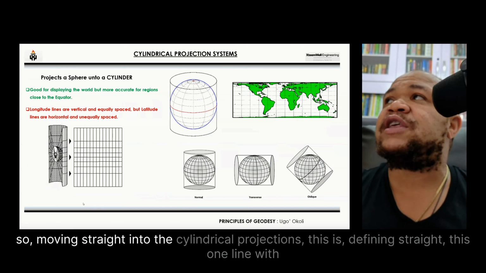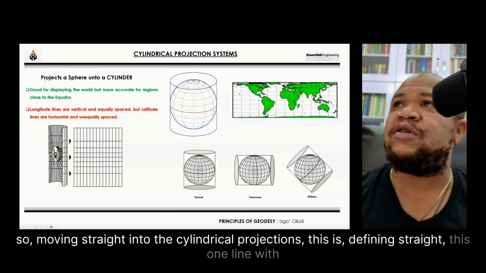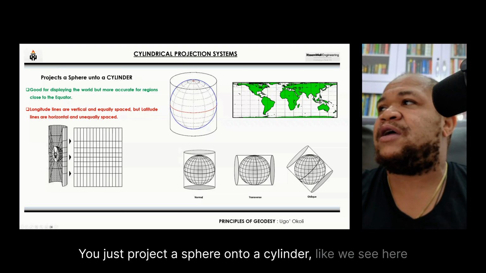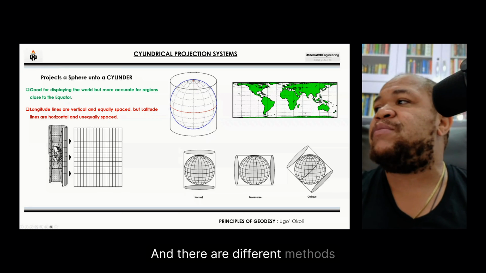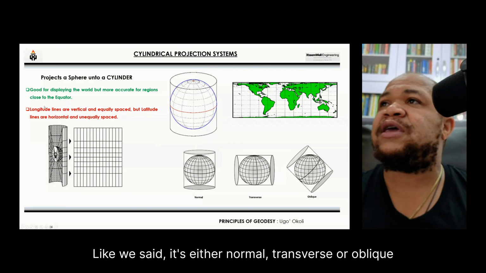So, moving straight into the cylindrical projections, this is defined in one sentence: you just project a sphere onto a cylinder, like we see here. And there are different methods, like we said, either normal, transverse, or oblique.